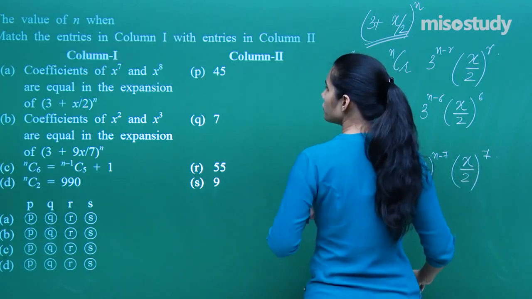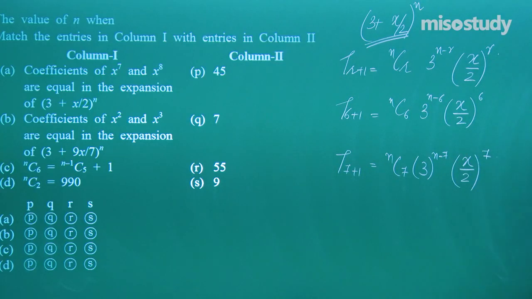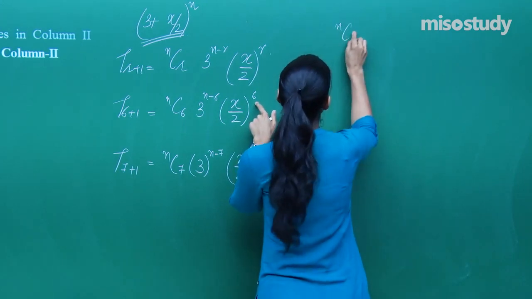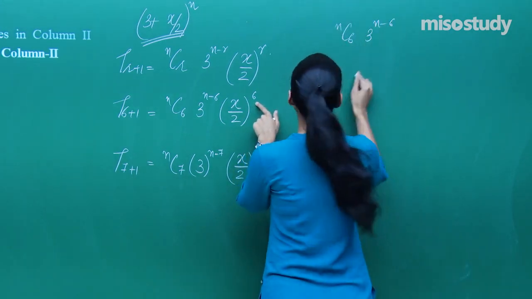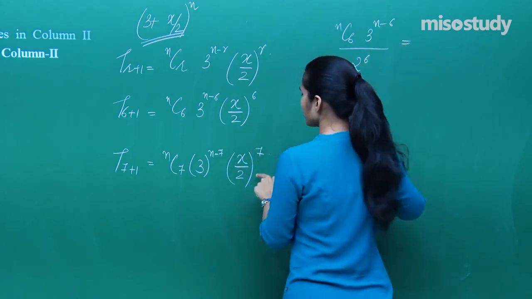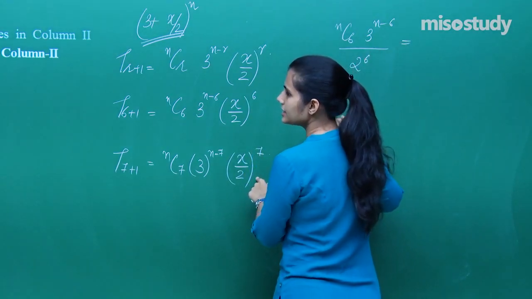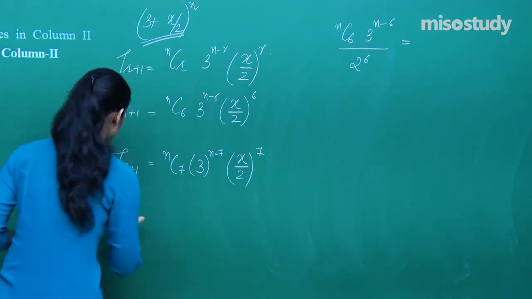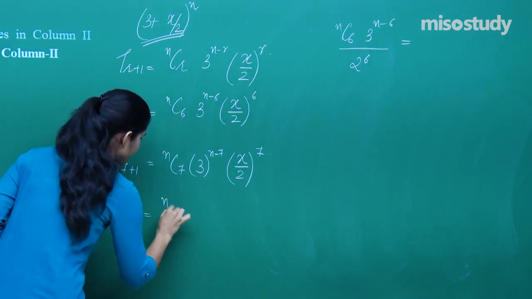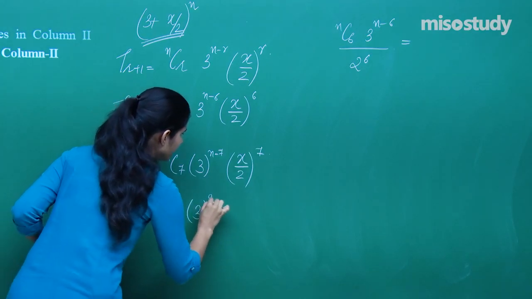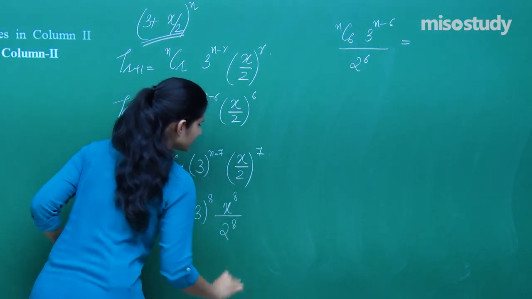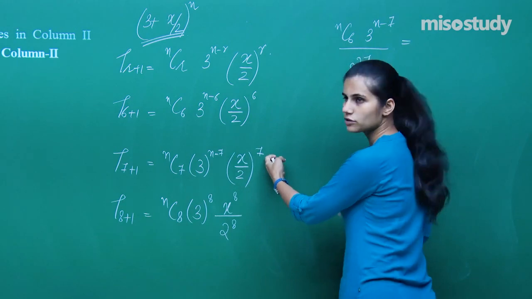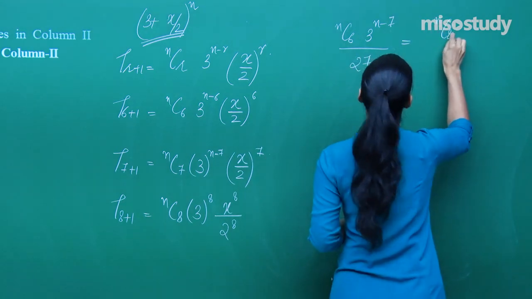Now, if I am saying that coefficients are equal, if the coefficients of x to the power 6 and x to the power 7 are equal, that means x to the power 6 has coefficient what? nC6 3 to the power n minus 6 upon 2 to the power 6. If I talk about the coefficient of x to the power 7, it is this actually, and the coefficient of x to the power 8 will be nC8 3 to the power n minus 8 upon 2 to the power 8. So this is the coefficient of x to the power 7. This is equal to the coefficient of x to the power 8.